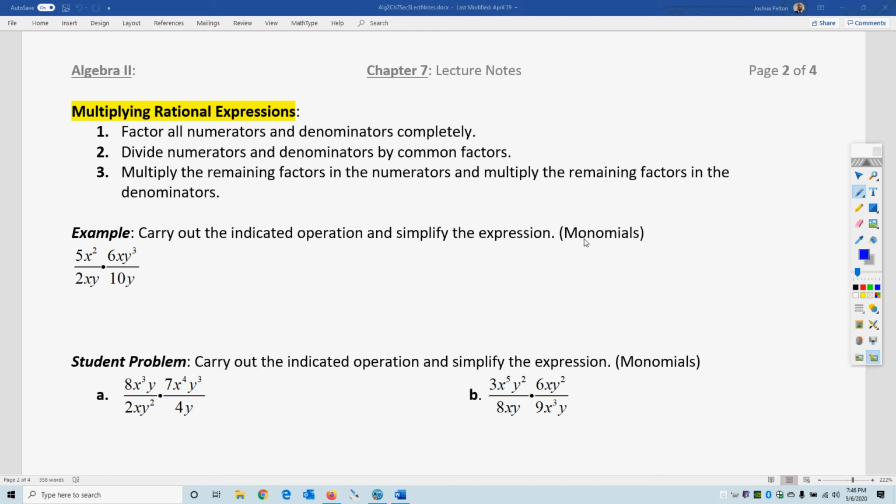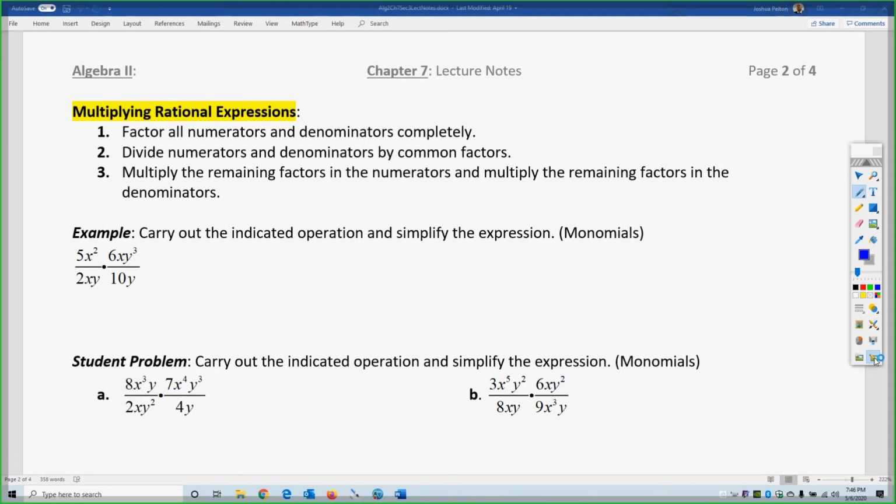We're still multiplying and dividing rational expressions. So we're going to start with multiplying in this section. Simplifying and multiplying are very similar because multiplying is just a process of multiplying straight across. So all of these simplification techniques still apply.